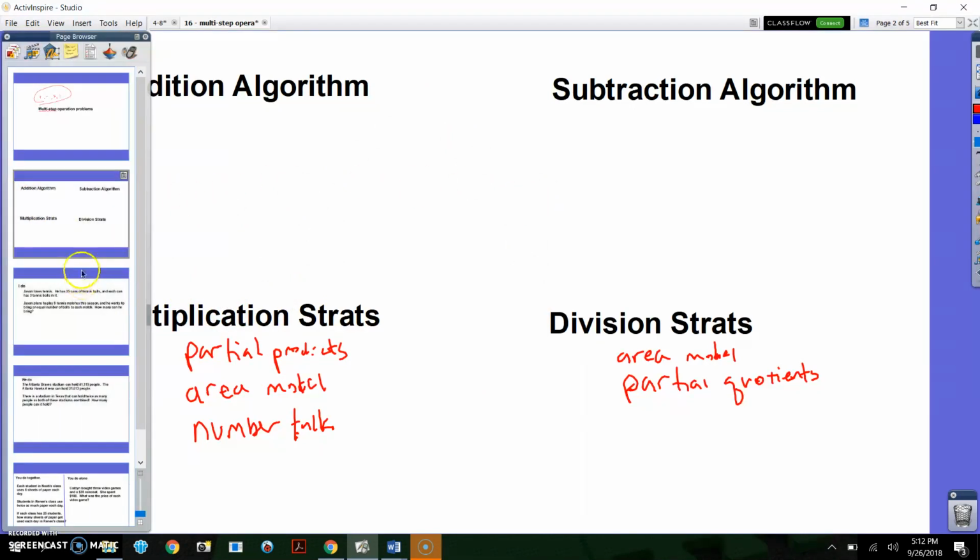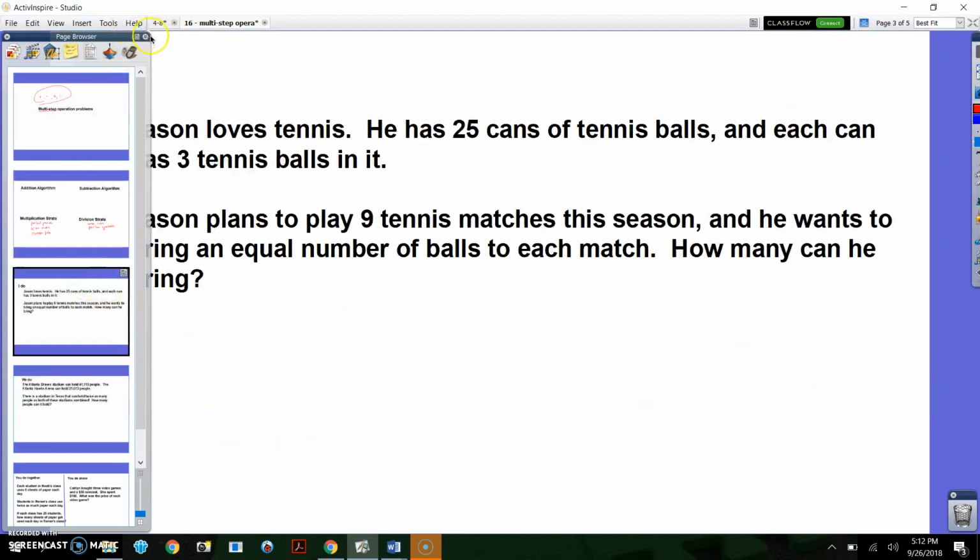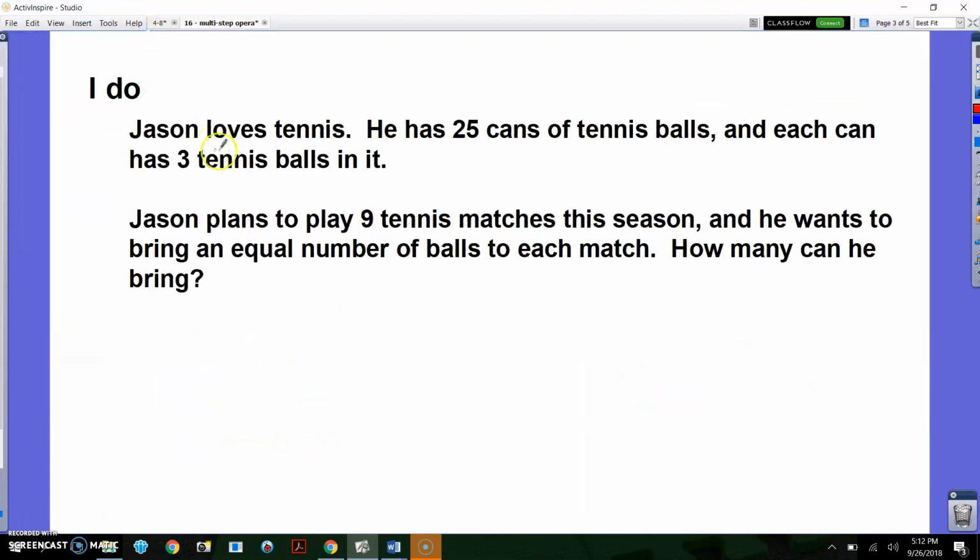Let's see one. So here's an example. Tough problem. Okay. It says Jason loves tennis. He has 25 cans of tennis balls, and each can has 3 tennis balls in it. Jason plans to play 9 tennis matches this season, and he wants to bring an equal number of his balls to each match. How many can he bring? Whew, okay. So let's analyze what's going on here.